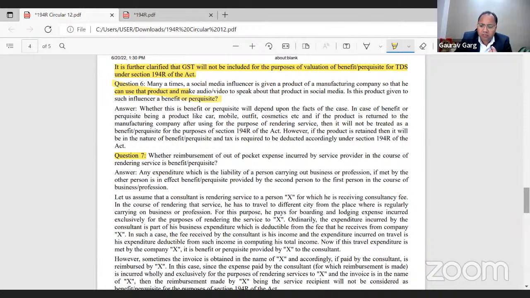Now, if I am visiting the restaurant one time to check the food and to eat the food, based on which I would be forming my view, then one may say that it is not a benefit to the media influencer; rather, it is the very essential part of forming the opinion. Probably, in my view, I think 194R should not be applicable in that case, because he is coming because of the restaurant, because the restaurant wants the opinion.